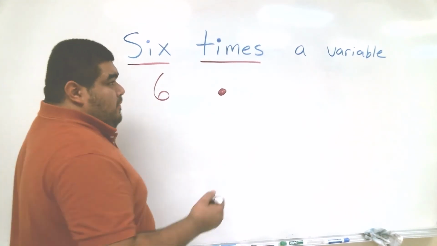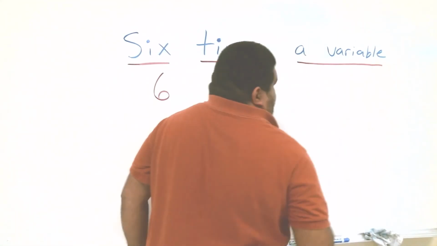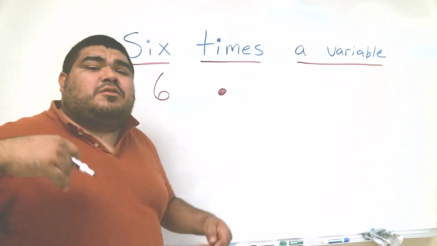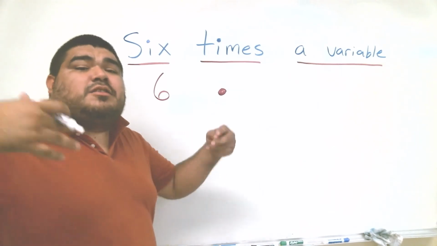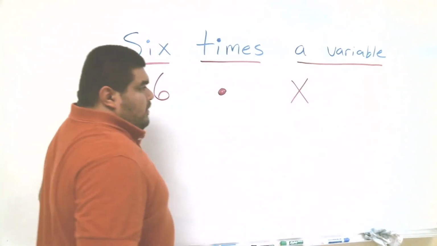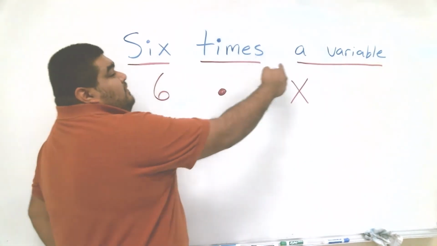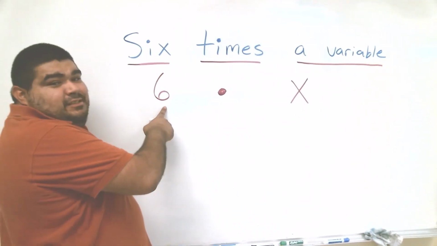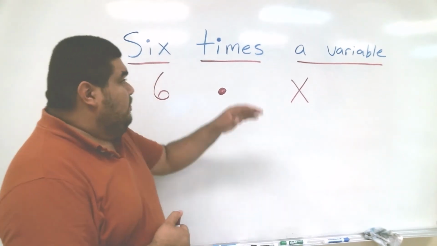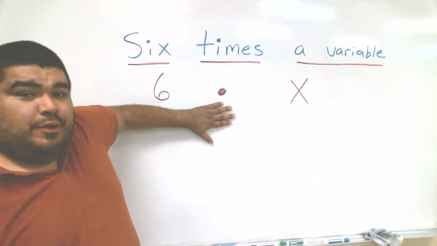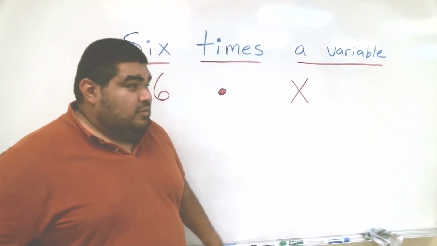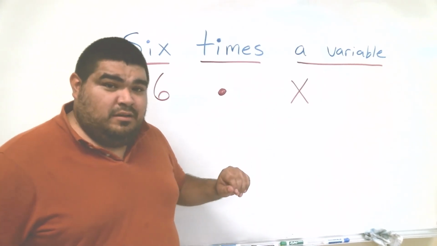A variable is just a letter. I usually use x. That's the most common one. So we're going to use x. So we have 6 times a variable, which is 6 times x. And that's how we turn a word problem into an equation. If you have any questions, let me know.